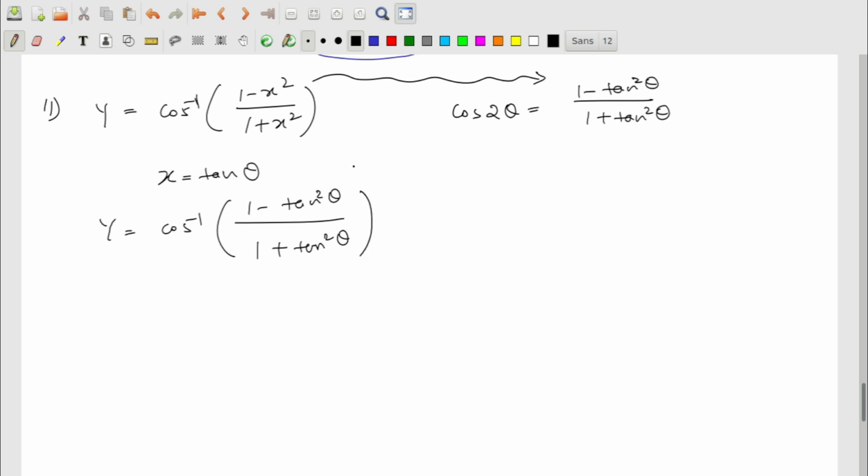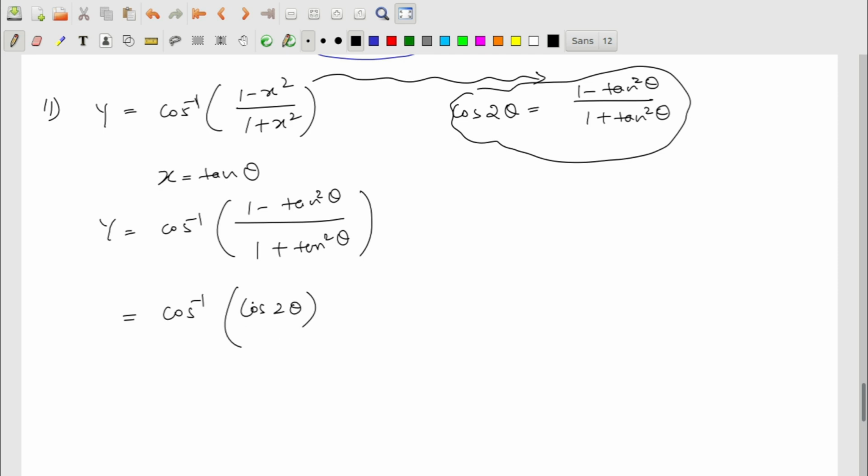Again, we need to make a substitution because of this cos 2 theta. If I take cos 2 theta here, the cos inverse and cos will cancel out, and we will be left with just 2 times theta. So cos inverse as it is, this can be written as cos of 2 theta, and cos inverse cos cancel out. Now y is equal to just 2 theta. What is theta? From here you can write theta as tan inverse x. So 2 times tan inverse x, that is my y.